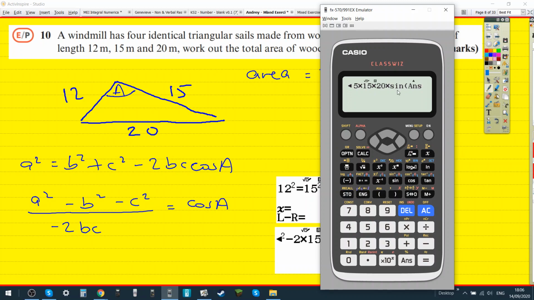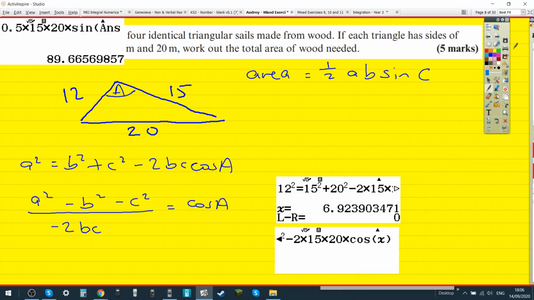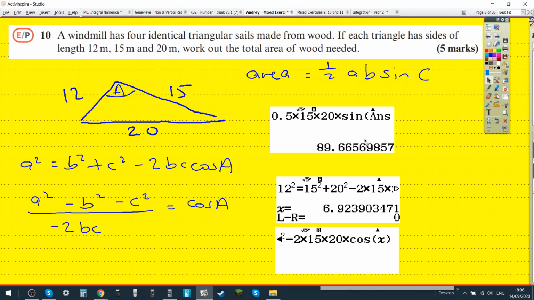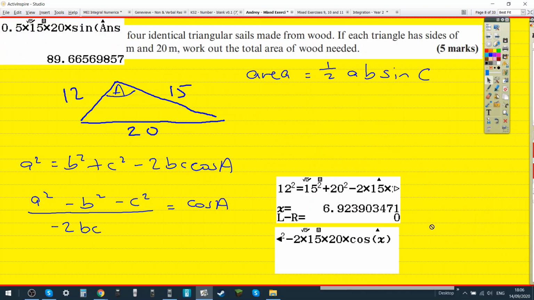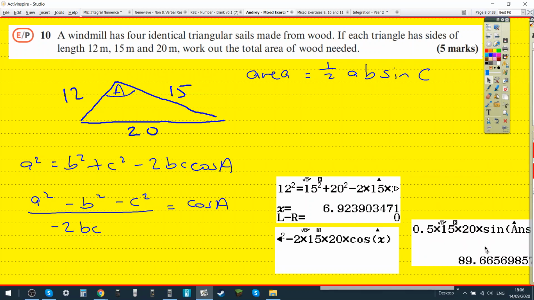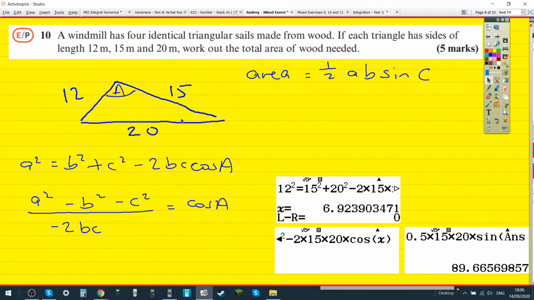I think that should be the answer. What do you get? 89.7. There you go. I got the same thing doing it a completely different way, which was radians, and I did A as the angle in the bottom right corner. Same answer regardless.